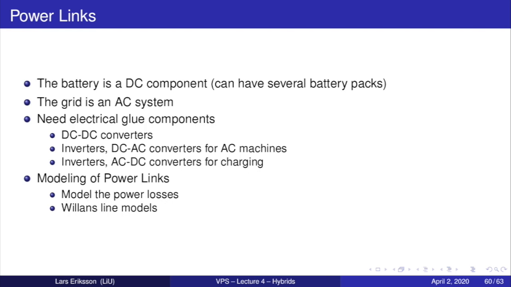We need DC-DC converters to connect between different battery systems and potentially also between capacitors and batteries. We need inverters, both those that are going from DC to AC when they are running the AC electric machines, and also from AC to DC when we do charging, or bidirectionally if we are doing regenerative braking. Modeling of power links is usually done by modeling the power losses, and for example using Willans line models where you have an asymptotic efficiency that's fairly close to 1, and you have a loss which is connected to just keeping the electronics alive while we're idling.